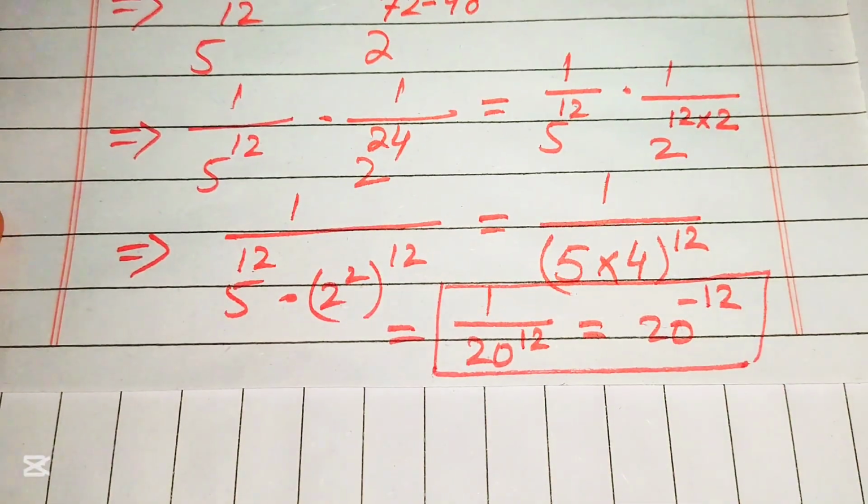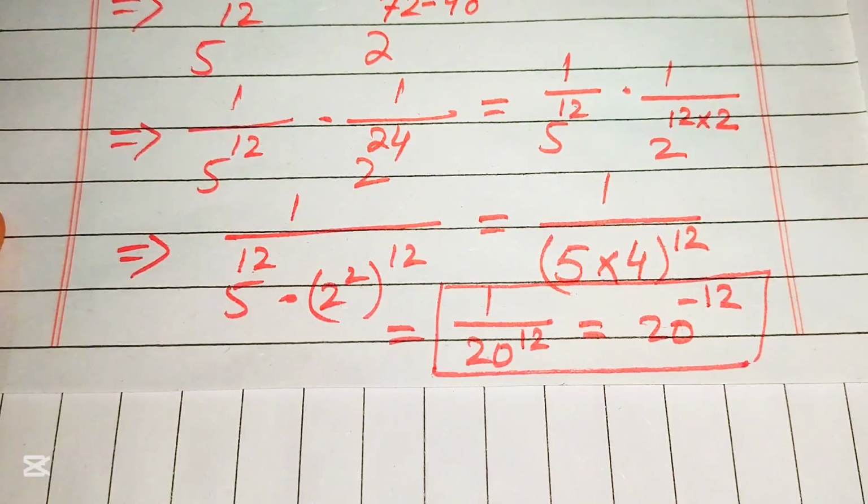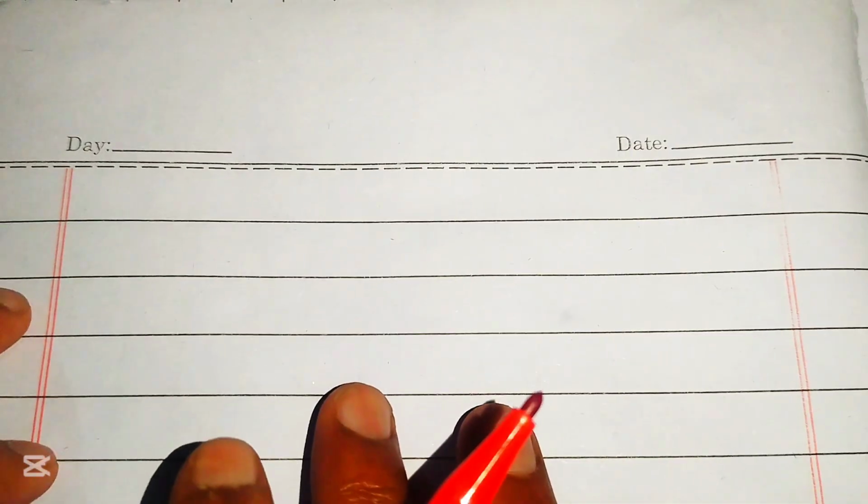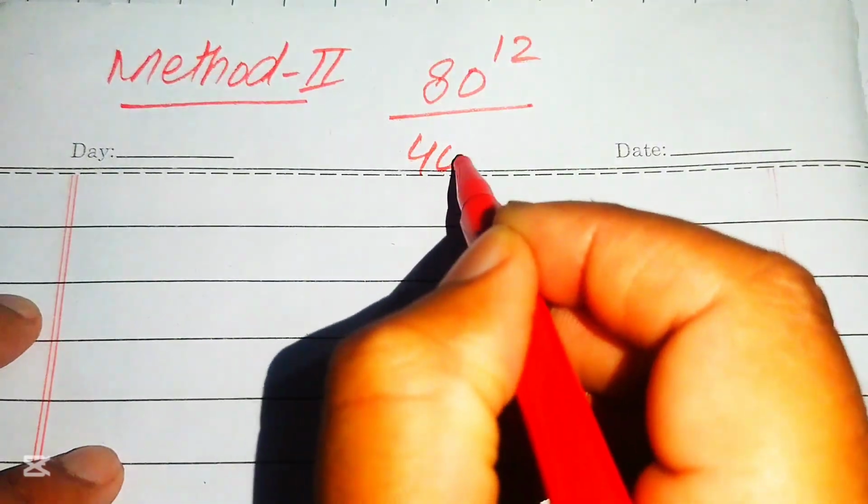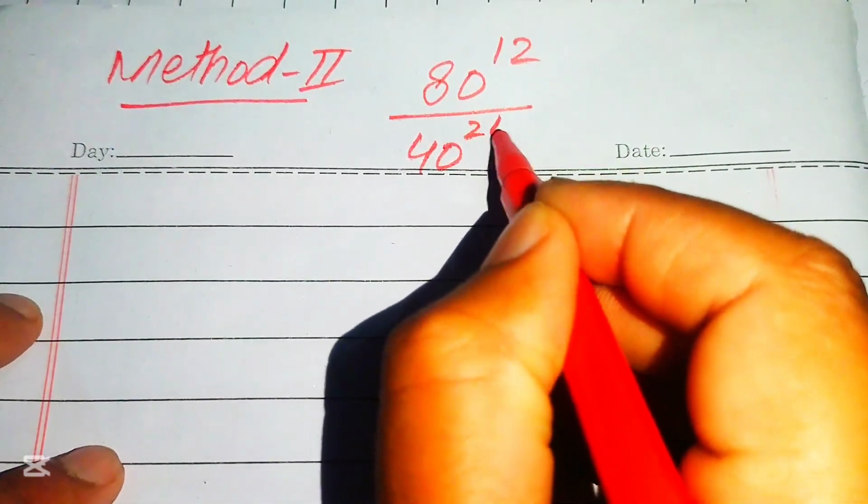And now we move towards our second method and we again solve this problem. So in the second method, first we need to copy down the given question statement. Here it is 80 to the power of 12 divided by 40 to the power of 24.